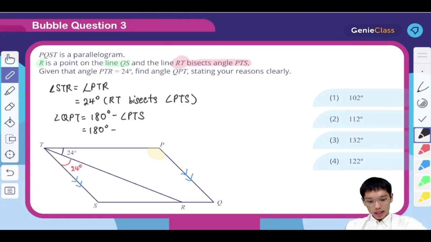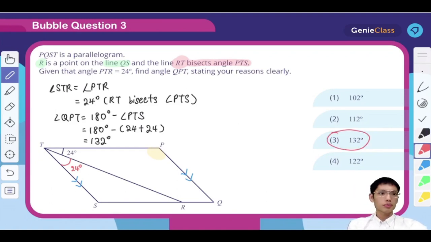What is the reason why? Can anybody tell me why I can do this? Just a recap again to get your concepts down. What is the reason why I can do this to get me the correct answer? 132.